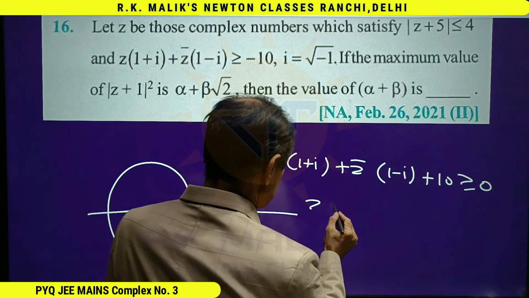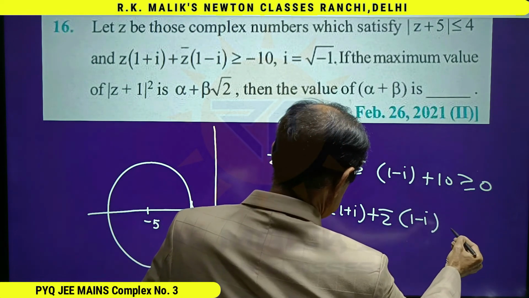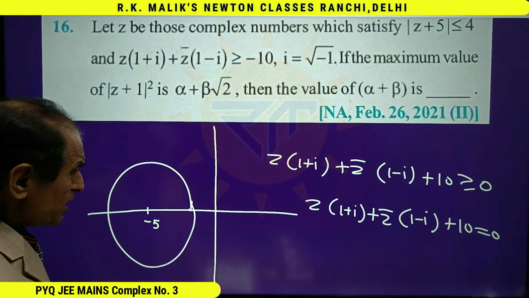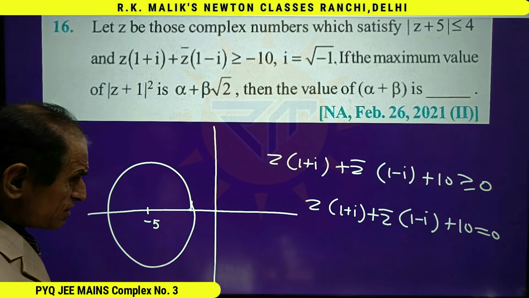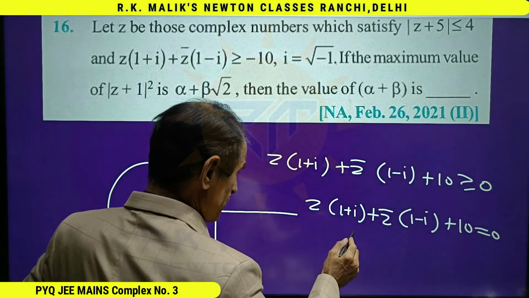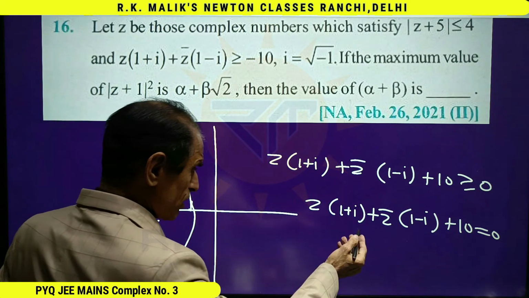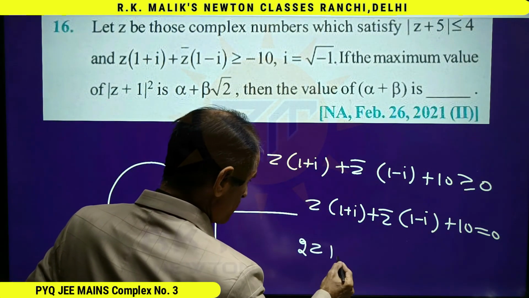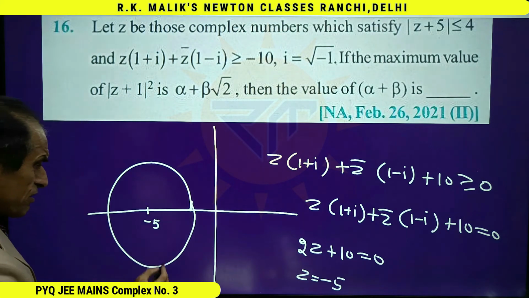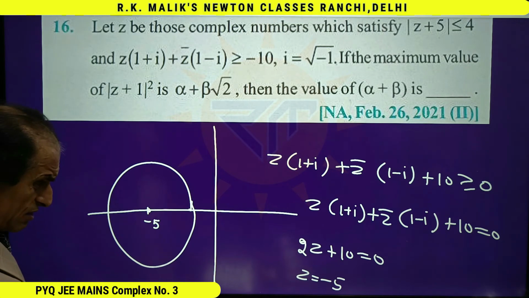First thing, this equation equal to 0 represents a line, and to find the points where the line cuts the x-axis and y-axis, for z bar write z, and the value of z will be the point where the line cuts the x-axis. If I write z for z bar, I will get 2z plus 10 equal to 0. That is, z equal to minus 5. That is, this will be the point where the line cuts the x-axis, that is the real axis.